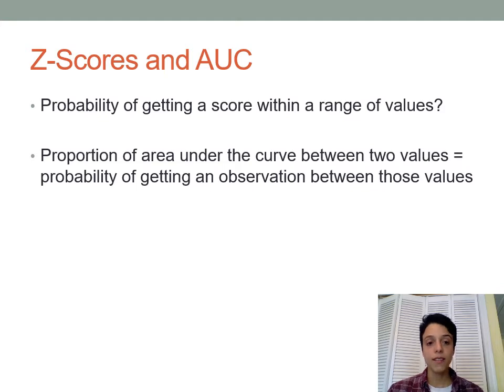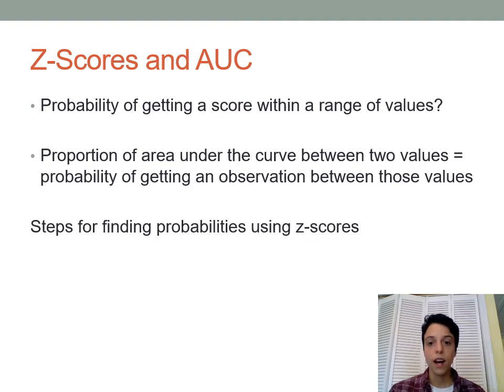And the reason for this is that the proportion of area under the curve between two values equals the probability of getting an observation between those values. And this is an idea that we already talked about and that we demonstrated using the 68-95-99.7 rule. But when we use the standard normal distribution, we're able to find an exact probability that falls between two values on the standard normal distribution.